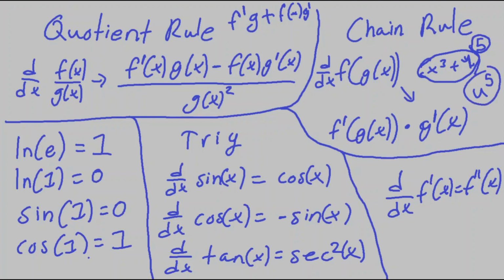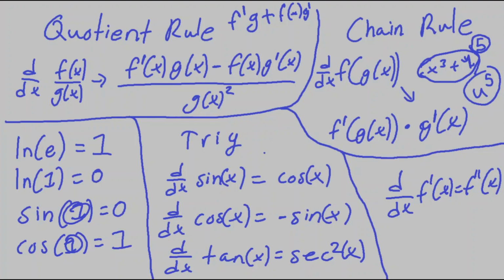And now let's go to some general rules to know, some general answers. So ln of e is always going to be 1, ln of 1 is 0, sine 0 is going to be 0, and cosine 0 is always going to be 1.